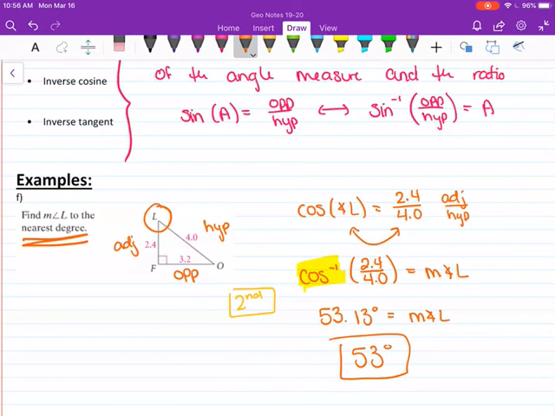Okay, and you could have used tangent or sine as well. Your fraction would have been different. Okay, and that's all I have for you today.